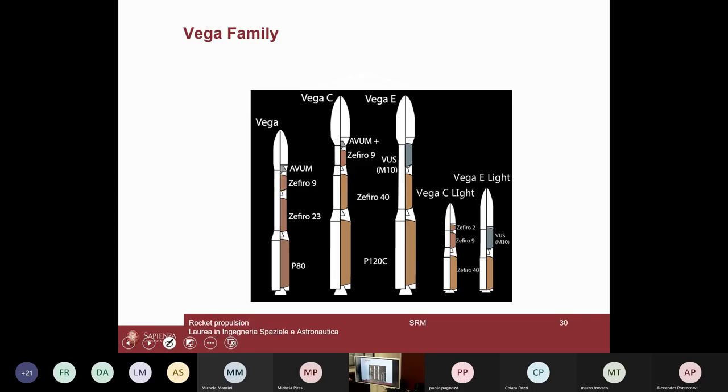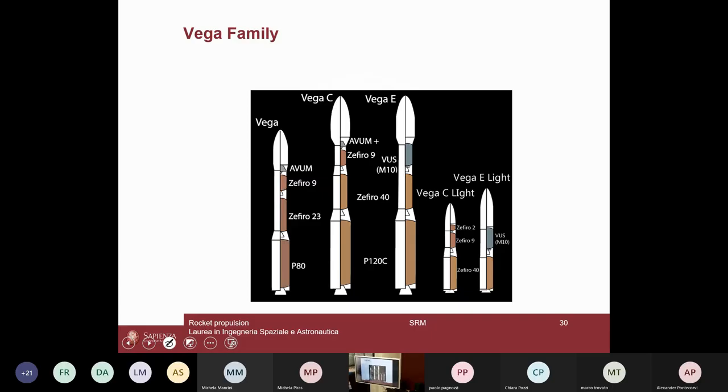And here, these numbers that you see, 80, 23, 9, 120, 40, more or less represent the amount of propellant of each rocket. So this should be read as 9 tons, 23 tons, 80 tons of propellant. Of course, the number is given at the beginning of development, then there can be changes. So, for instance, this P80 will be 88 tons, and so on. Or Zefiro 40 is 36 tons, 23 is 24, so something like this.